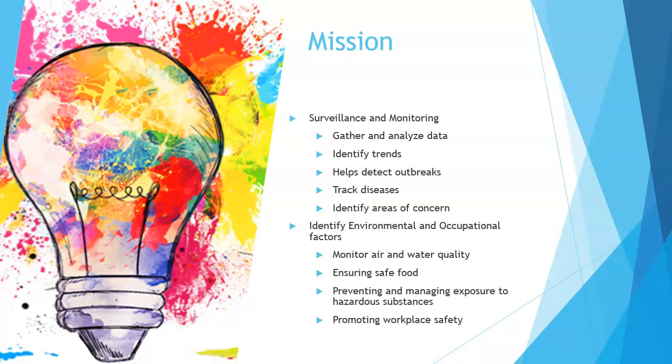For example, the CDC tracks various diseases and illnesses, such as the flu, to help prevent and protect the public. Public health works to identify and mitigate environmental and occupational factors that can negatively impact health. This includes monitoring air and water quality, ensuring safe food and sanitation practices, preventing and managing exposure to hazardous substances, and promoting workplace safety and addressing environmental justice issues.